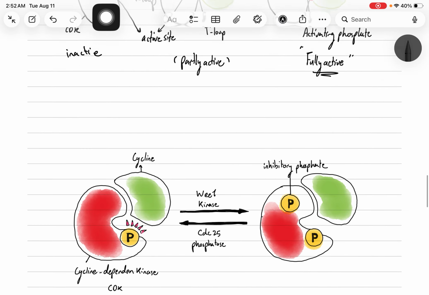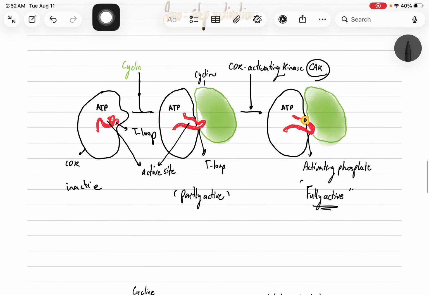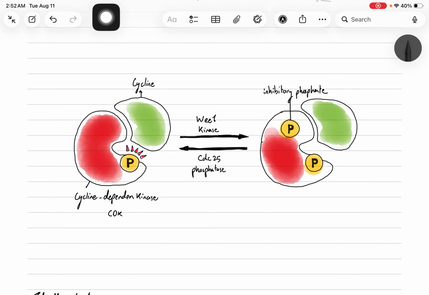Now, we know how to activate that, but there should also be an inhibition part. There should be something that would turn it off. There should be a brake. Here's how the brake system works. Wee1 kinase can add an inhibitory phosphate, this one here, that shuts CDK activity down even with cyclin bound. As you can see here, this is a cyclin. It's bound, but it's inactive, and this is active.